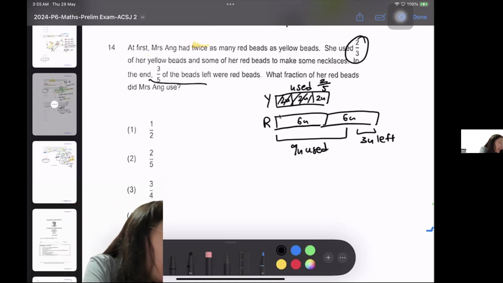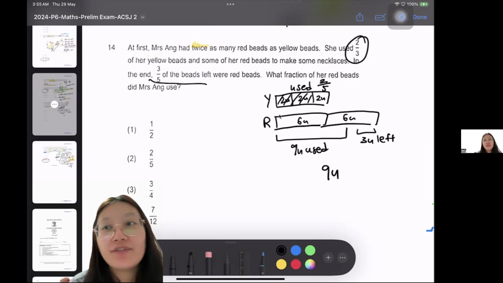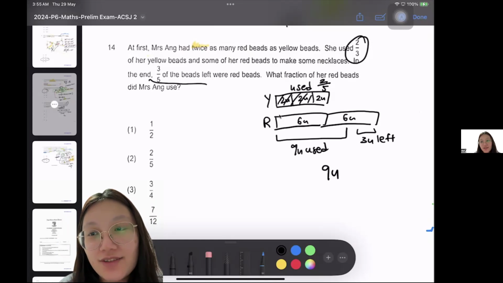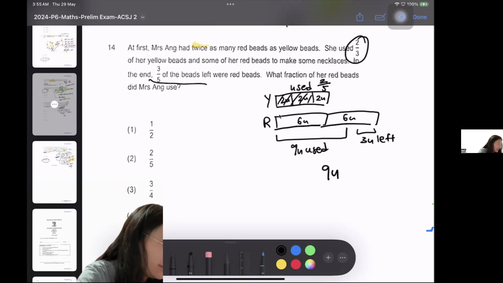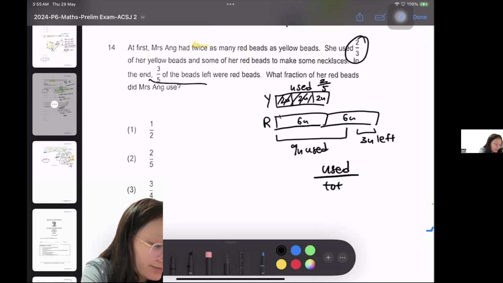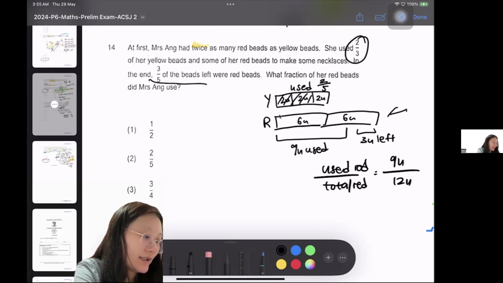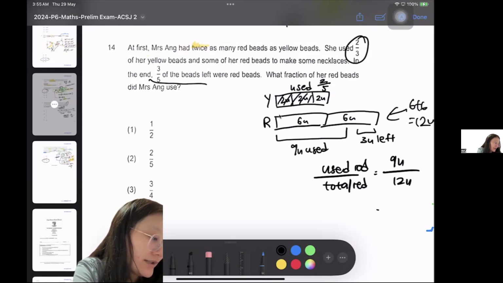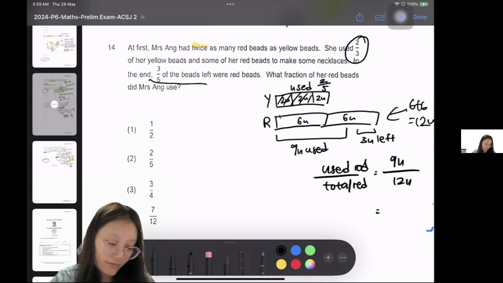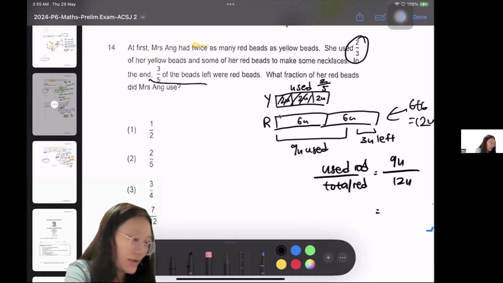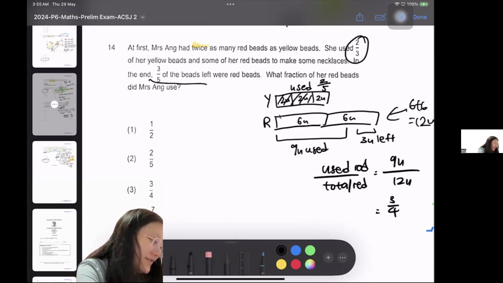Oh, okay. Yeah, what I explained is correct. Okay, so because what fraction of her red beads did she use? So you must do the used over the total. Okay, total of red. Used red over total of red. So used is 9 units and red is 12 units, because over here is 6 plus 6 equals 12 units. So the answer is 9 over 12, which is 3 over 4. So the answer is 3/4.